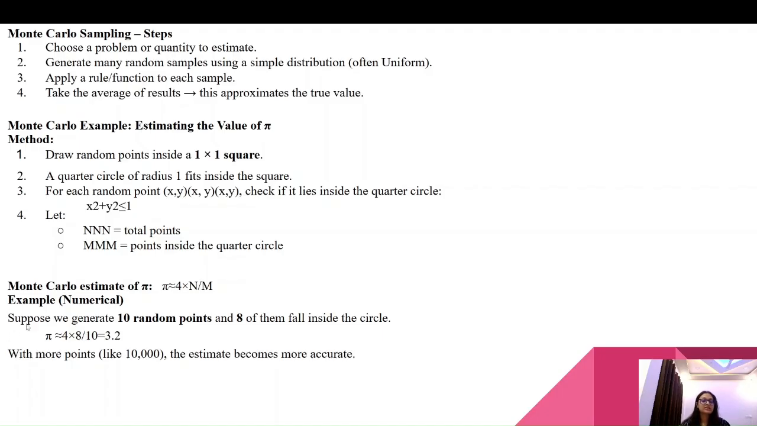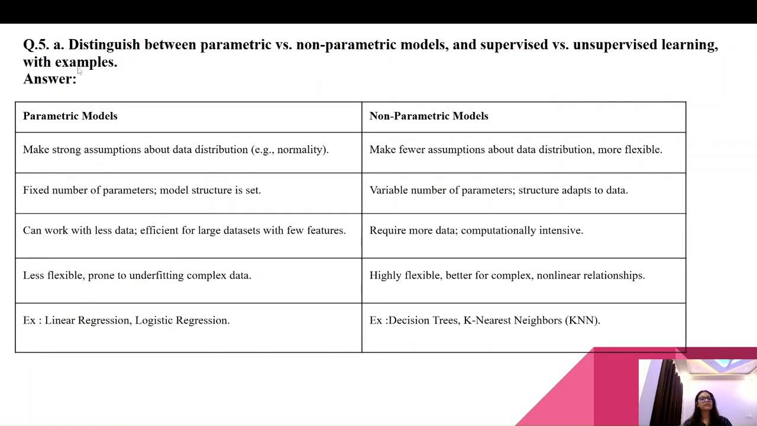Example numerical. Suppose we generate 10 random points and 8 of them fall inside the circle. Then pi is approximately 4 times 8 by 10, which equals 3.2. With more points like 10,000, the estimate becomes more accurate. Question A part: distinguish between parametric versus non-parametric models and supervised and unsupervised learning with examples.